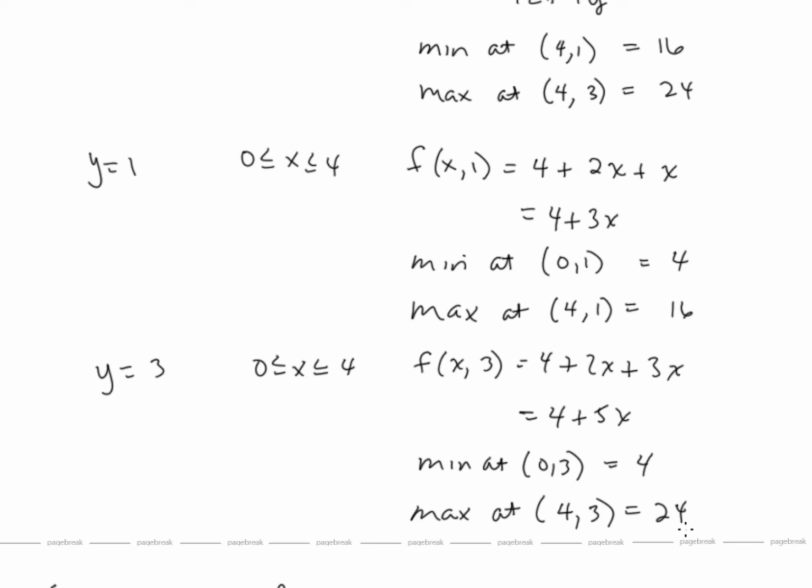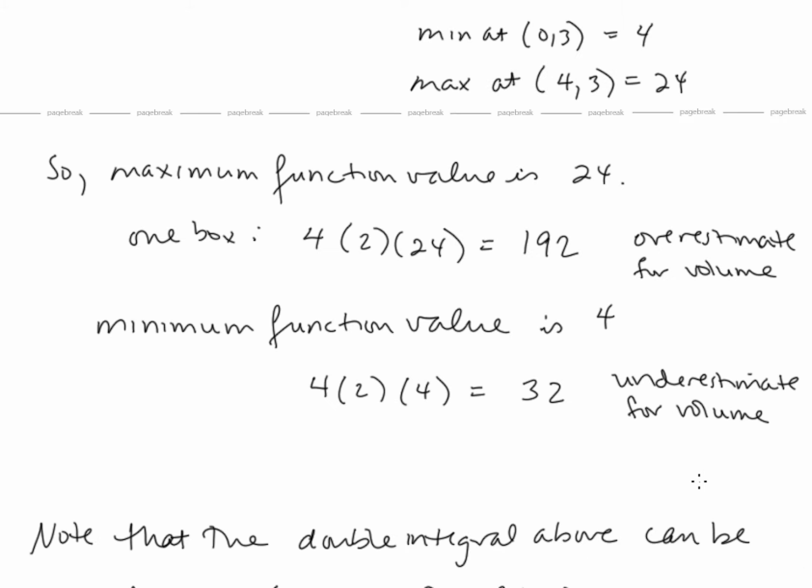So we're really just looking for the highest and lowest values on this surface so we can get an overestimate and an underestimate for the volume that we're looking for. We notice that the lowest value we achieve here is 4 and the highest is 24. So our overestimate for the volume will use the maximum function value as the height. Now our change in x is 4 units, change in y is 2 units, our height's 24, and we get 192. That's the volume of that box.